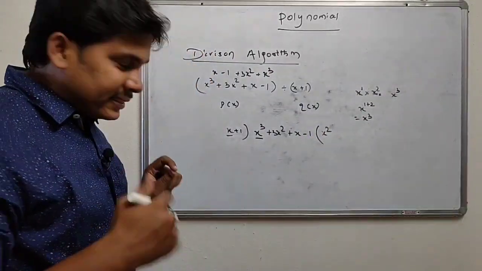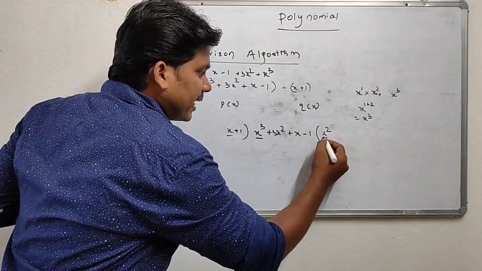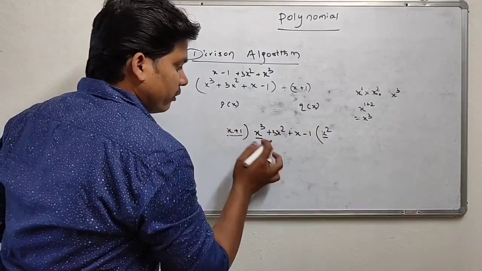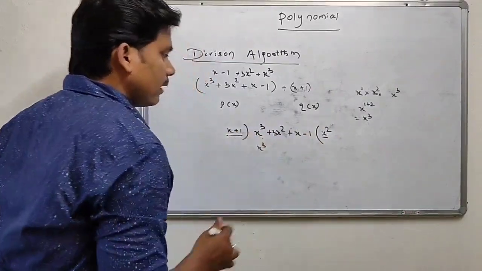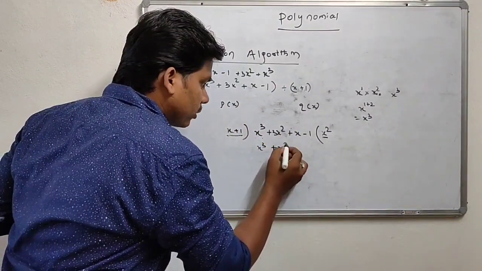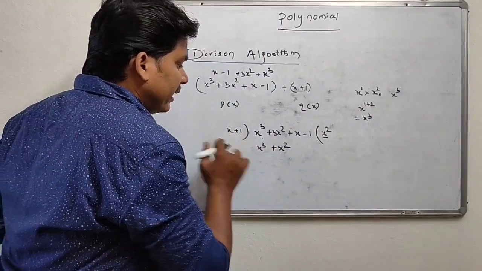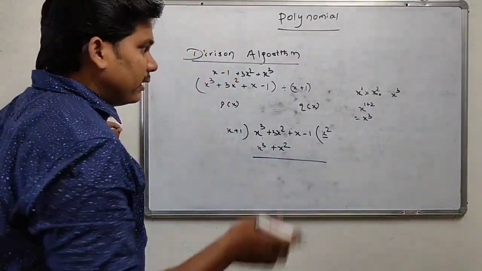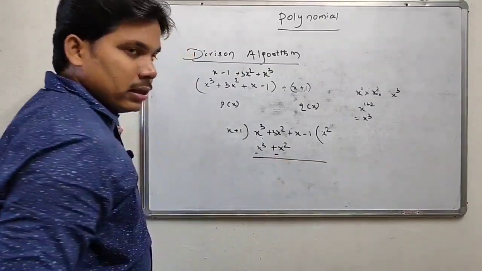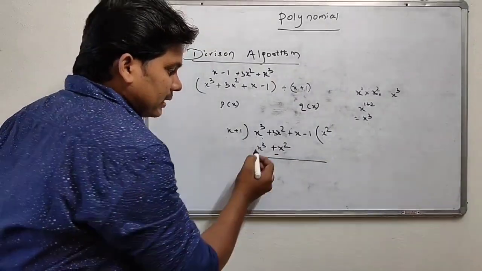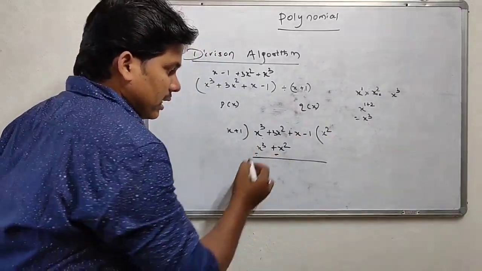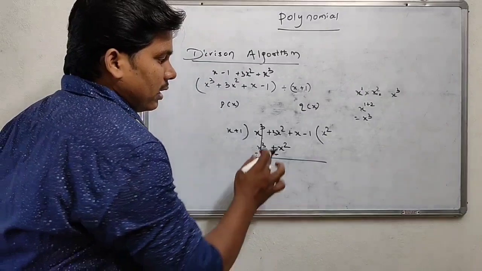Now what I will do in the next step, I will multiply this x square with the whole term. See, this x square into x, we already know this is x cube. Next, x square into plus 1 is plus x square. Now in the division process, as earlier, after putting this value, we just subtracted the value. Means we have to subtract here. That's why the positive sign becomes a negative sign. These two values were cancelled with each other.